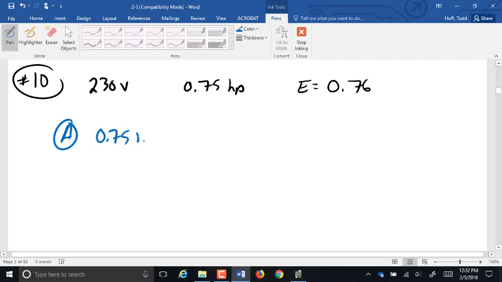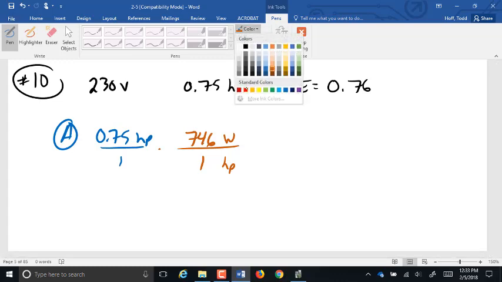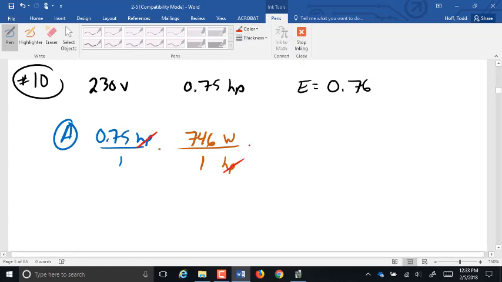So you take 0.75 horsepower and you have to convert that into kilowatts. So we're going to make a fraction here. We're going to put horsepower on bottom. We're going to put watts on top, which is 746 watts to 1 horsepower. Horsepower cancels out.